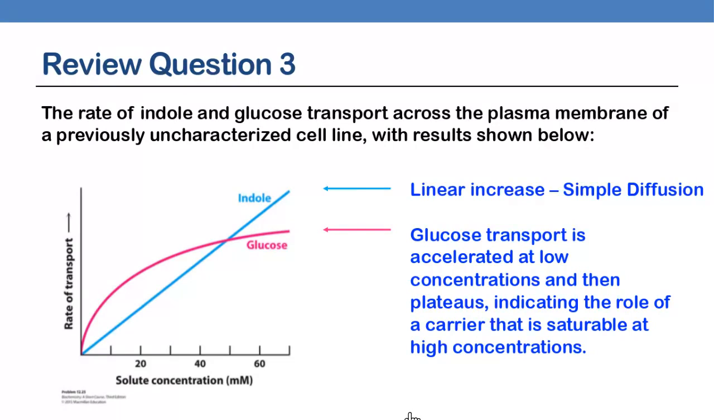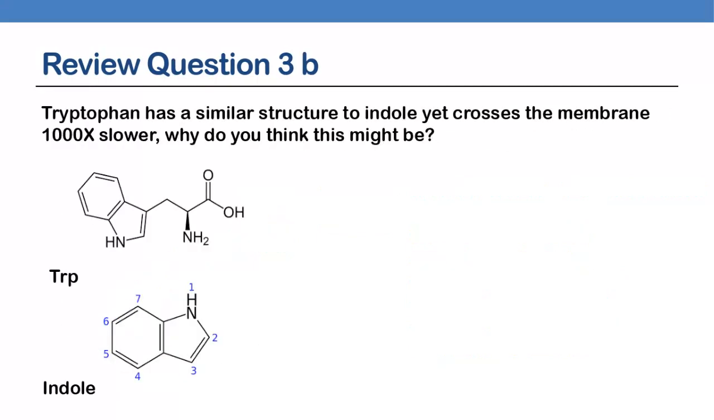Nice. All right, I think I saw someone ask what indole is, and that is on the next slide. So we have tryptophan and we have indole. Tryptophan has a similar structure to indole, yet crosses the membrane 1,000 times slower. Why do you think this is?